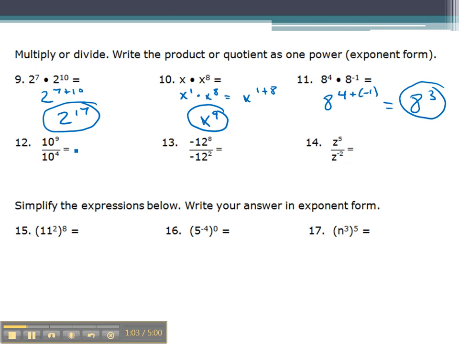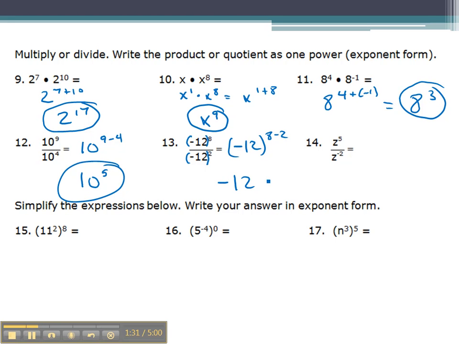Number 12. Now when we're dividing, we have the same base number, we just subtract the exponents. So this equals 10 to the 9 minus 4, which is 10 to the 5th power. Problem 13 should have parentheses around this negative 12. It's a subtle difference, but it's actually important. So our base number is negative 12. And again, we're going to subtract, so negative 12 to the 8 minus 2, negative 12 to the 6th power.